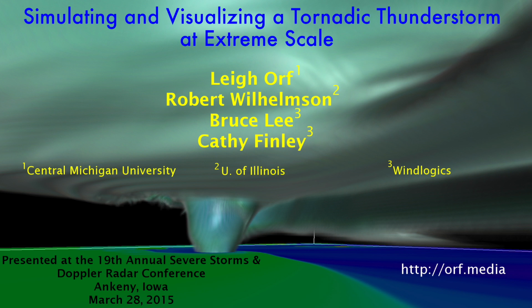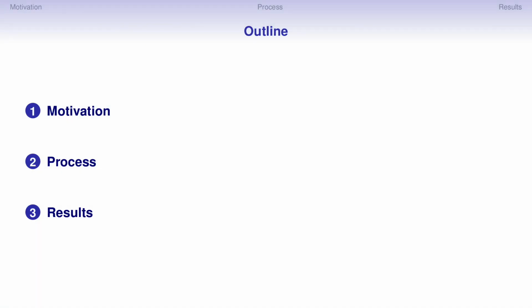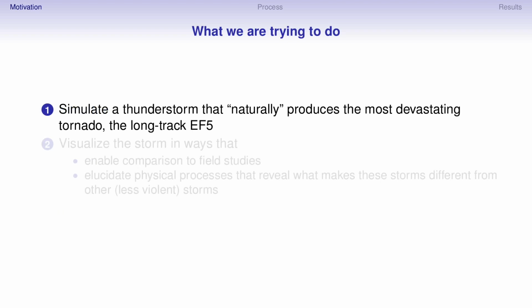I'd like to, of course, acknowledge my collaborators. In this case, we have Rob Wilhelmson, Bruce Lee, and Kathy Finley. You should certainly be familiar with the last two names there. I'm going to talk to you about some of the motivation for this work, studying long-track EF5s. I don't have to convince this audience why that's important. I'll talk about my process, because a lot of it has to do with computing, and then some results.